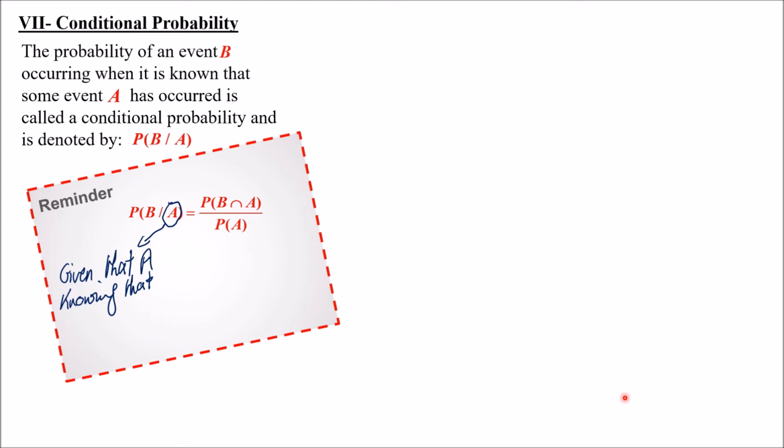One more thing to talk about here. Out of this rule, we can get another formula: P of B intersection A is equal to P of B slash A times P of A. So here we will write P of B intersection A is equal to P of A times, sorry, P of B slash A. Or we can say another thing, that P of B intersection A is equal to P of B times P of A slash B.